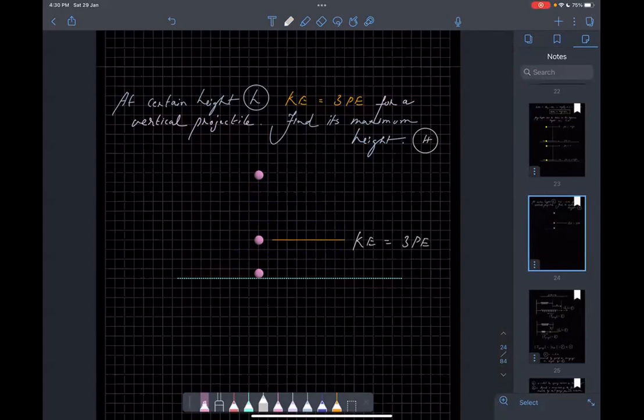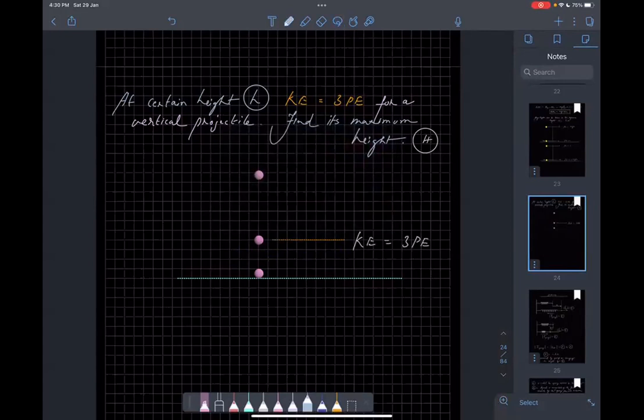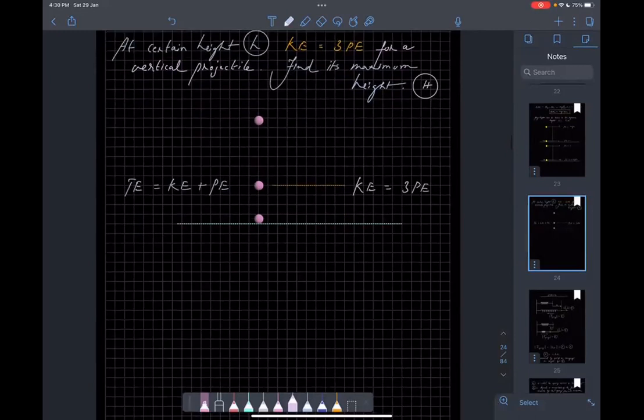So at this point, what will be total energy? Tell me. Total energy is kinetic energy plus potential energy. That's all. What is total energy? Kinetic energy plus potential energy. Then write kinetic energy in terms of potential energy as 3 potential. Very good. Then it comes to 4 potential energy, 4 PE. Therefore, total energy is how much?